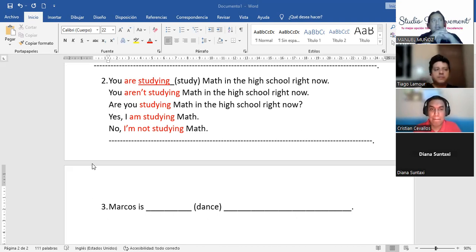Bueno, vamos con esta actividad. Les voy a enviar el enlace de la otra actividad. Mientras tanto, voy a hacer checklist, ¿no? ¿No dice checklist, no? ¿Eso no?